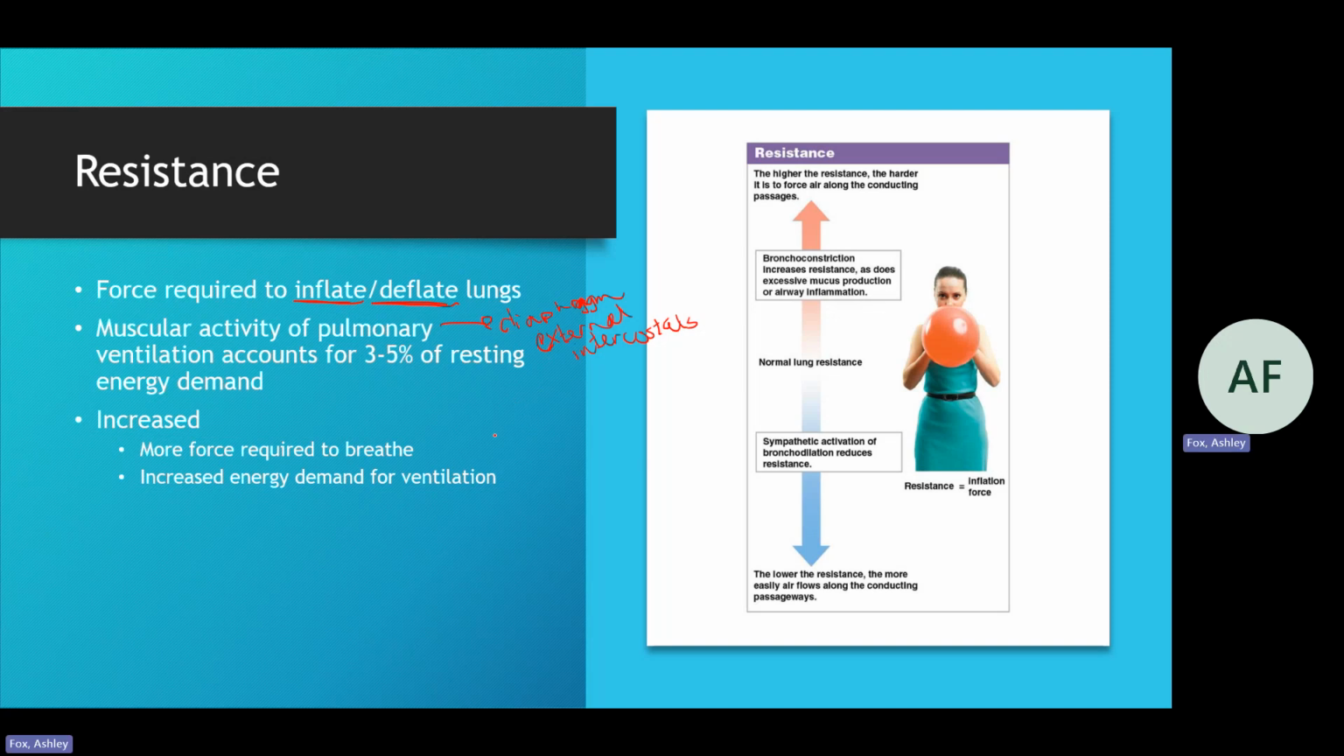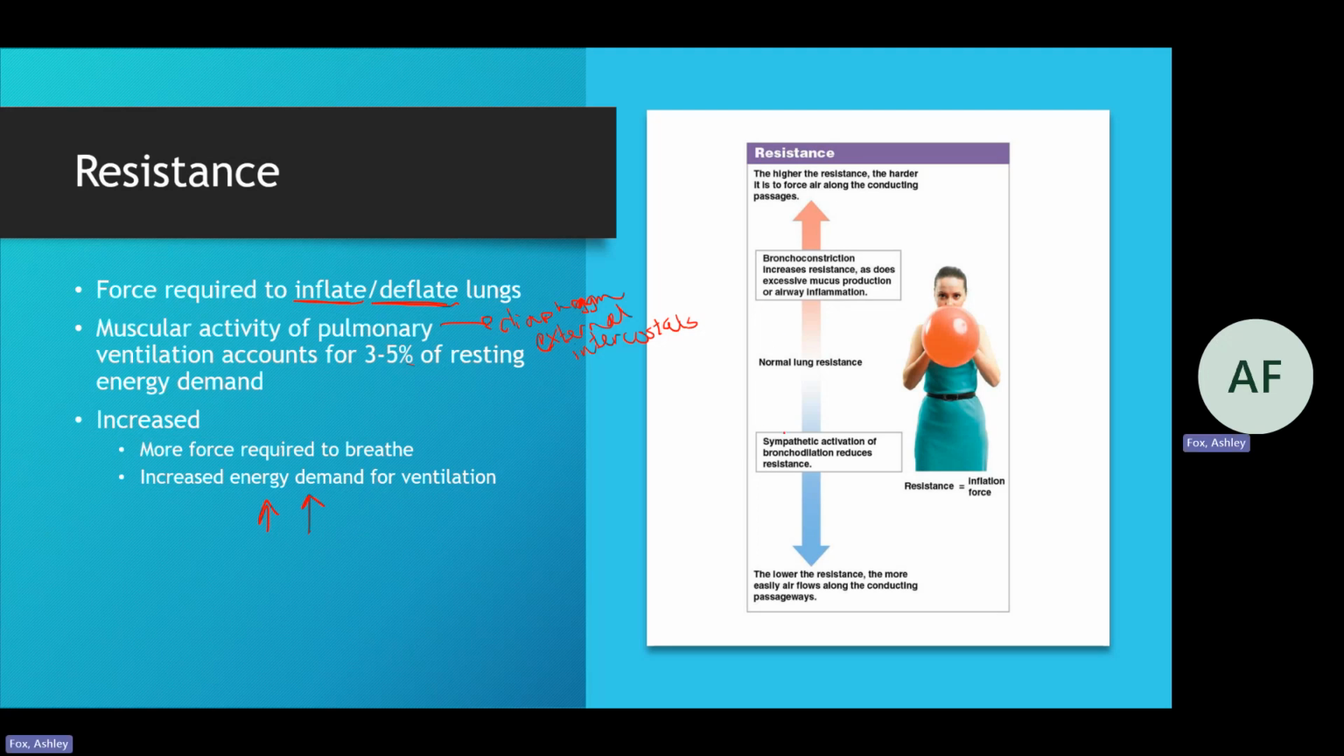If you increase the resistance, meaning you cause issues with breathing, then you're going to have increased force behind these muscles to breathe in, or adding muscles to breathe out. So if you're adding muscles, that's going to increase the energy demand. If you are making it harder for the inspiratory muscles to contract and they're having to change, then you're going to increase the energy demand.